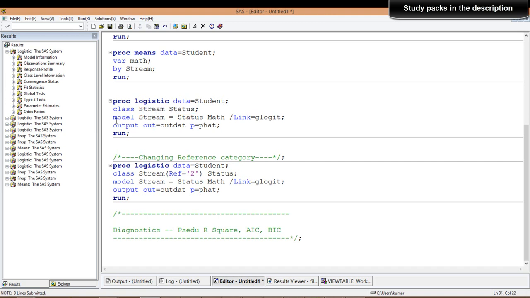Alright. In the model statement, we've got stream as the dependent variable, and we've got two independent variables, status and math. And then we'll use a link function, which says that we are going to use the generalized logit link function, which takes care of the multiple categories in the dependent variable. If you do not use this, the model will find it difficult to provide you the multinomial logistic regression. So ensure that you use the link function. Link equals glogit, which is the generalized logit link function. Okay, and then we are going to save the probability score for the data points.